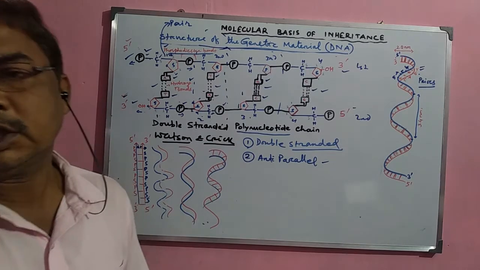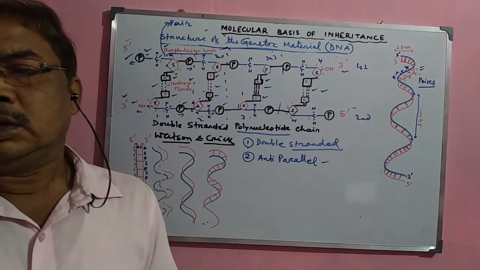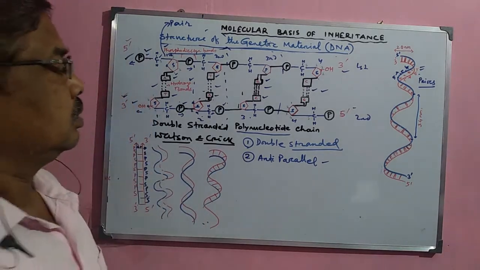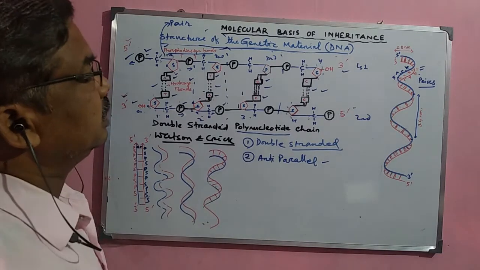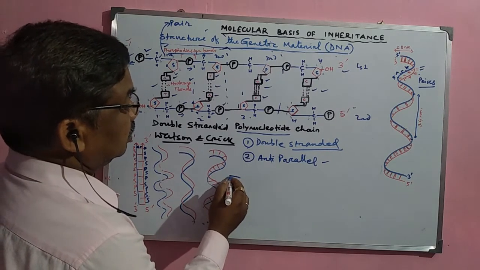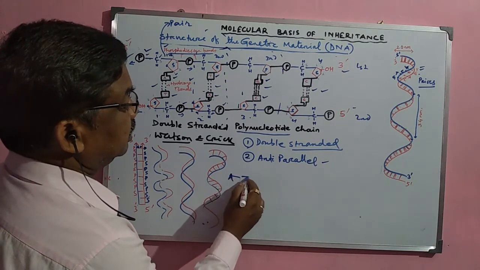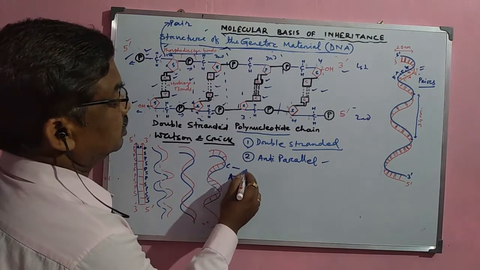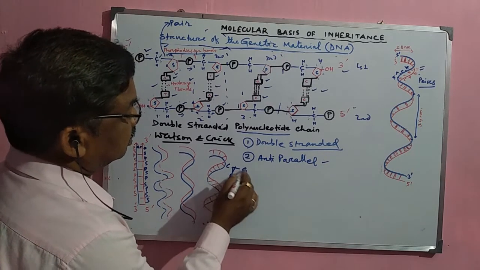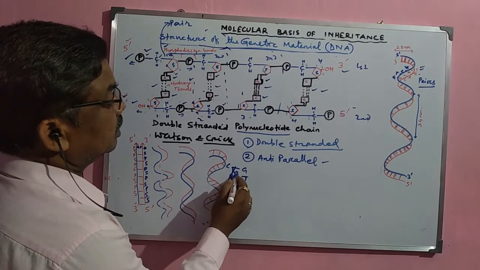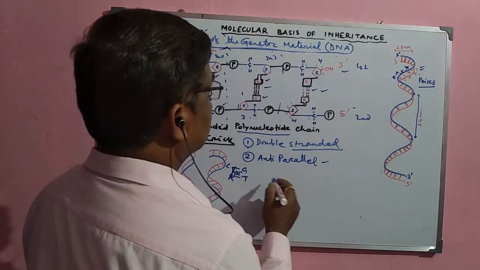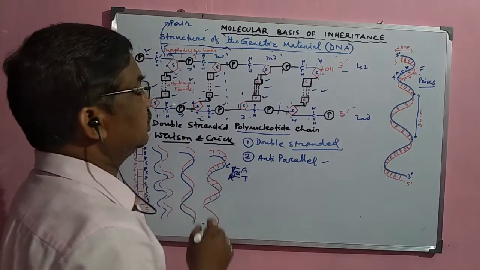Now, the third important thing is that this is helical in nature. Helical means what? This is the structure of a helix. It is an alpha helix, and normally in this case, suppose this is one nitrogenous base and it is another nitrogenous base. Suppose this is A and this is T, and this is C and this is G. They are not in a straight line, but slightly moving in a cyclic way. So that is why there is an angle of 36 degrees between two consecutive base pairs.